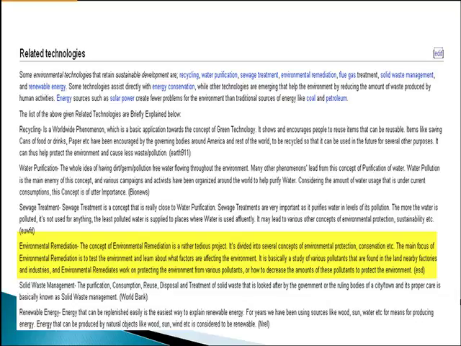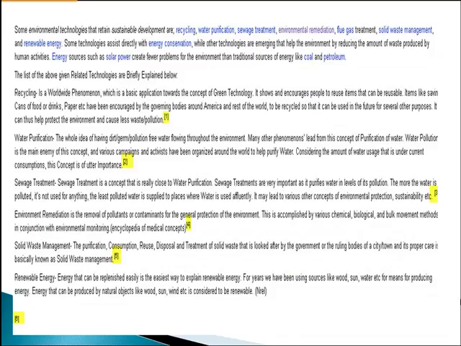And the concept of environmental remediation is rather tedious project. That's what he put. I didn't really like the definition, so I went ahead and changed what he had down, and came up with a solid definition of what the technology is. Environmental remediation is the removal of pollutants or contaminants for general protection of the environment. This is accomplished by various chemical, biological, and bulk movement methods in conjunction with environmental monitoring.